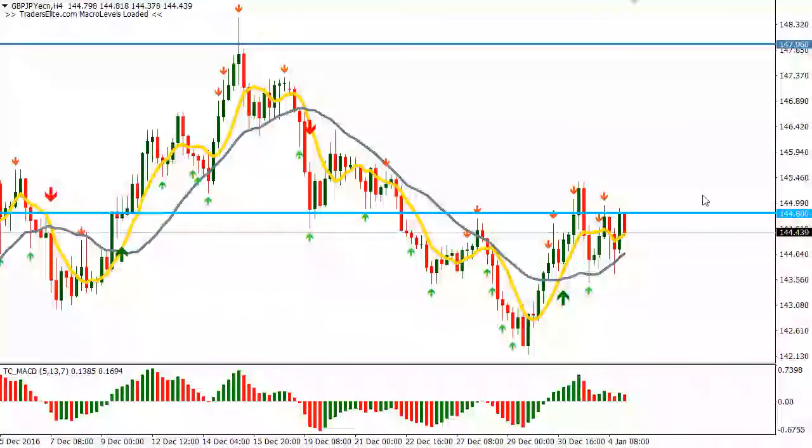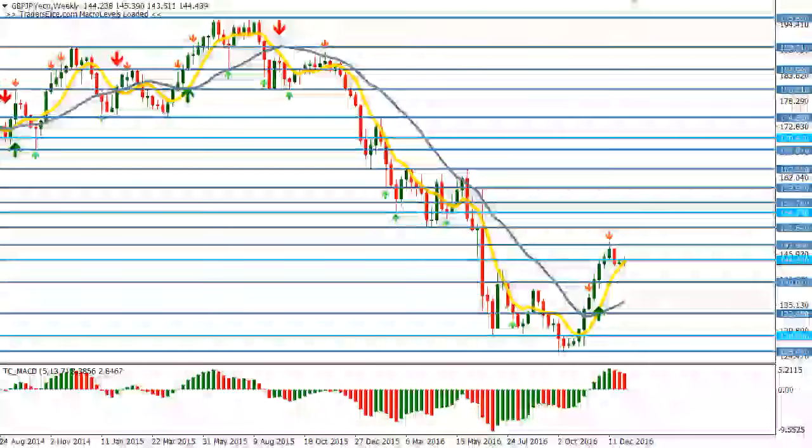Pound yen, this is also upward. We're seeing a bit more strength in the pound early on, but it's still early days, and we're seeing a little bit of zigzagging as well.